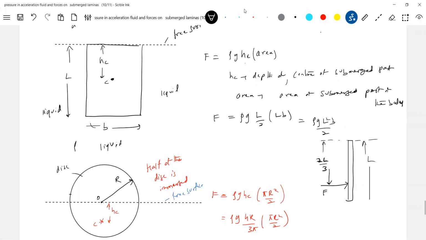Again, there is a totally different method for that. It may not be needed for our syllabus. I just brought only the total force. For a rectangular plate, it will be like this, so we can derive this.